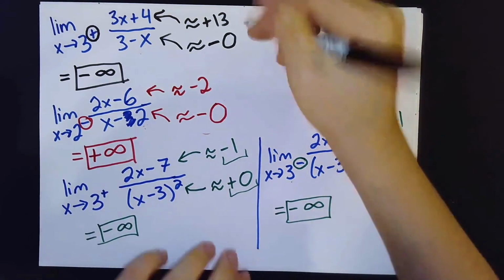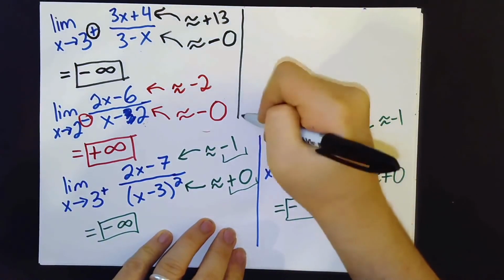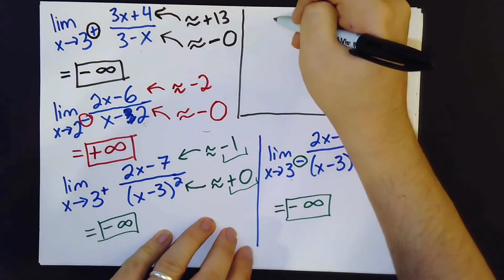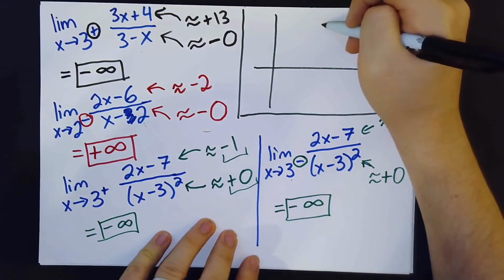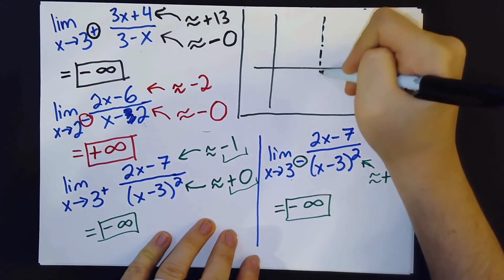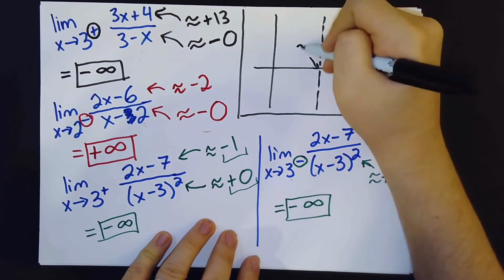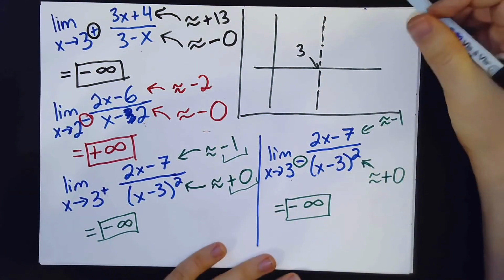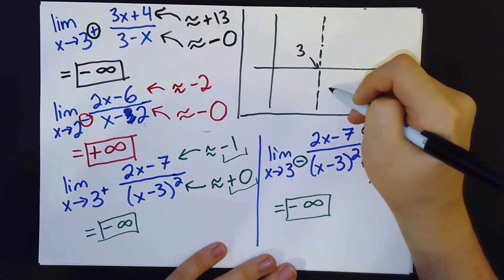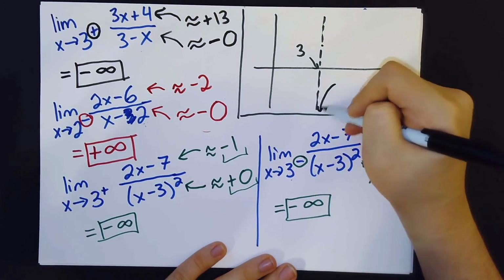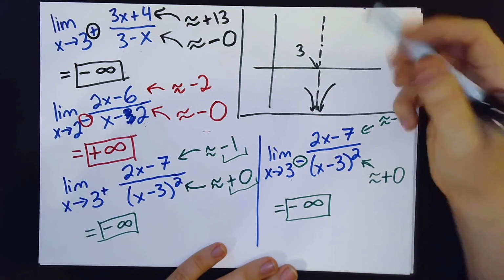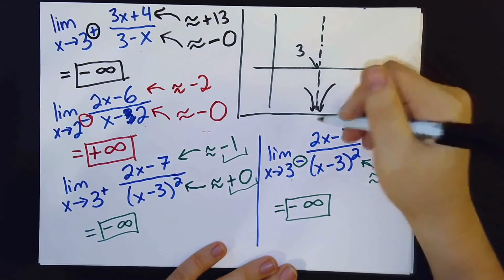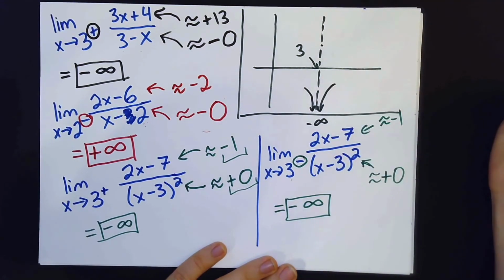So if we want to draw a picture of what that looks like, we've got our function here. We've got our input at 3. And on both the left and the right of 3, our output spikes down towards minus infinity on the output axis.